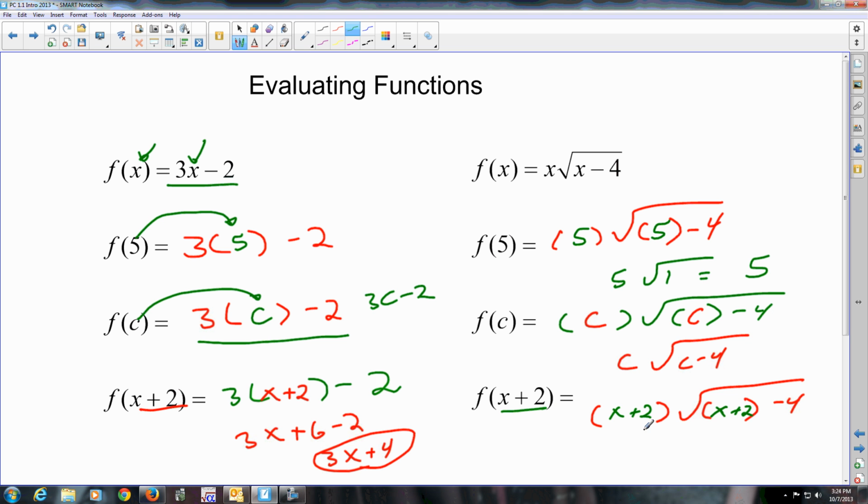Now this outer paren I can't take off because the square root distributes to both of them, so unfortunately that's got to stay there. X plus 2 square root x minus 2. Now that one can come off because it's all inside it. So that's as good as this answer is going to get. It doesn't simplify any further than that. Okay?